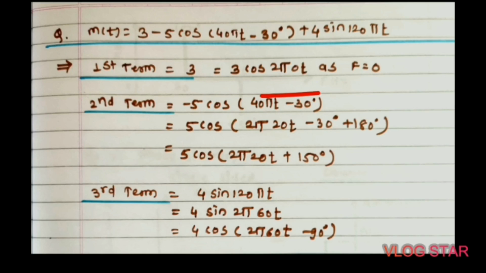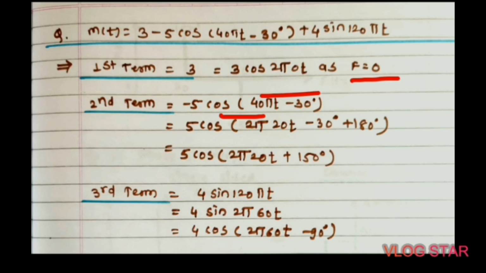The first term is 3, that is, the amplitude is 3, and here the frequency value is equal to 0. In the second term, minus 5 cos of 40 pi t minus 30 is present. Let us check first whether the given equation is expressed in a sine or cos term. It is expressed in cos term, so there is no need to convert it, because it is already given in cos.